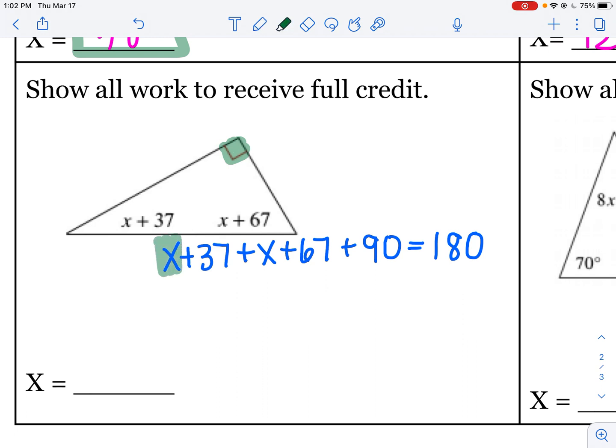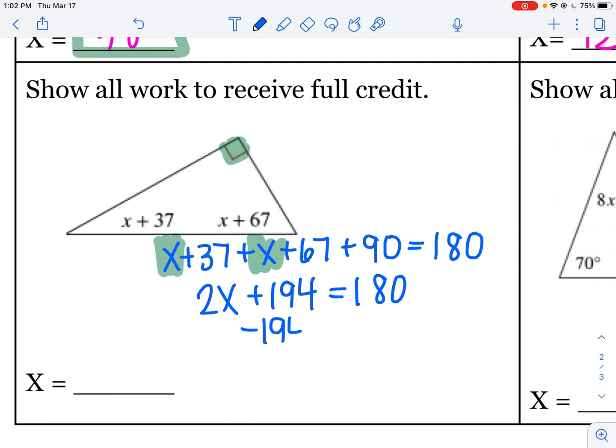You're going to combine those like terms. So combine those x values together to get 2x. And then you are also going to combine your whole number values that come out to 194. Yes, that is more than 180. And we talked in the lesson that that's okay for that to happen.